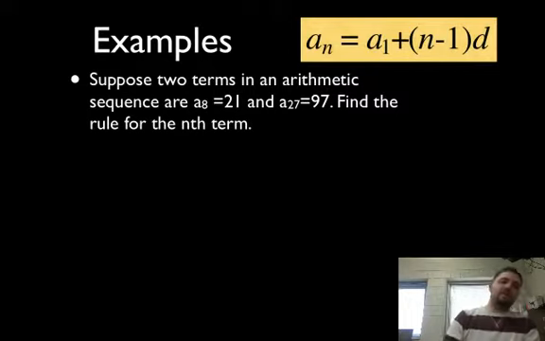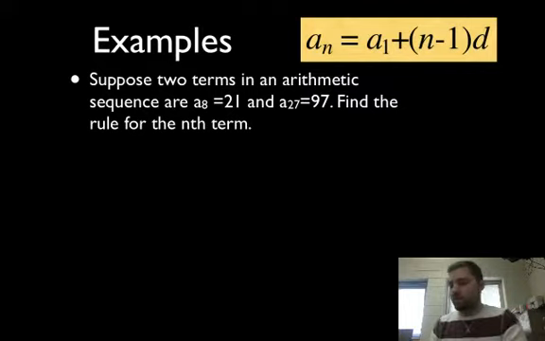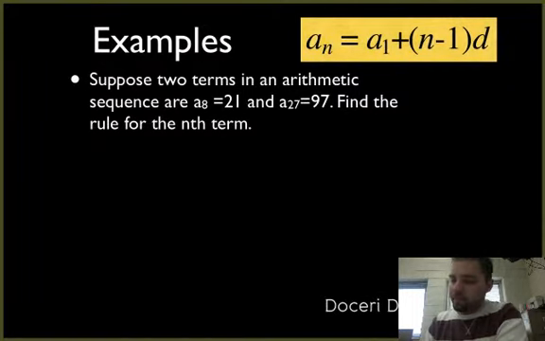Alright, suppose two terms in an arithmetic sequence are a sub 8 equals 21 and a sub 27 equals 97. Find the rule for the nth term. Remember, I said I needed two things: I need the common difference and I need the first term. Here I have neither one of those. So I think this is a situation where we're going to have two equations and two unknowns. So let's get started here.